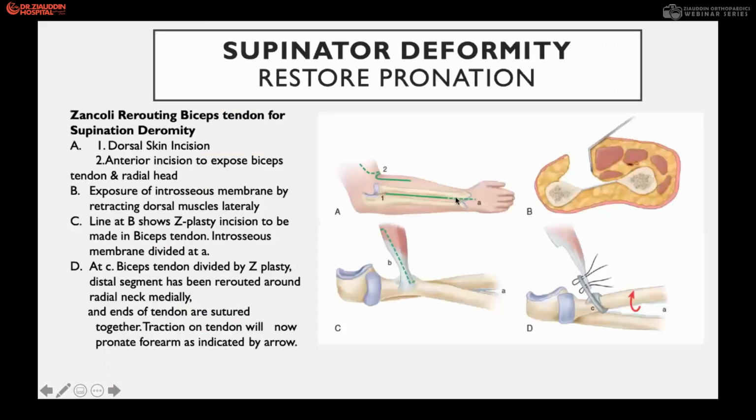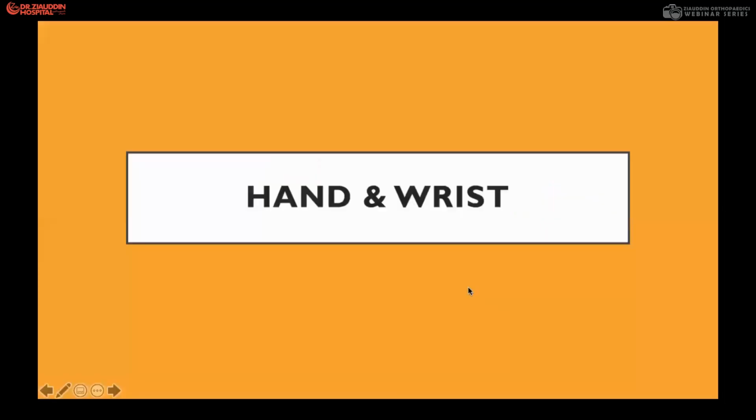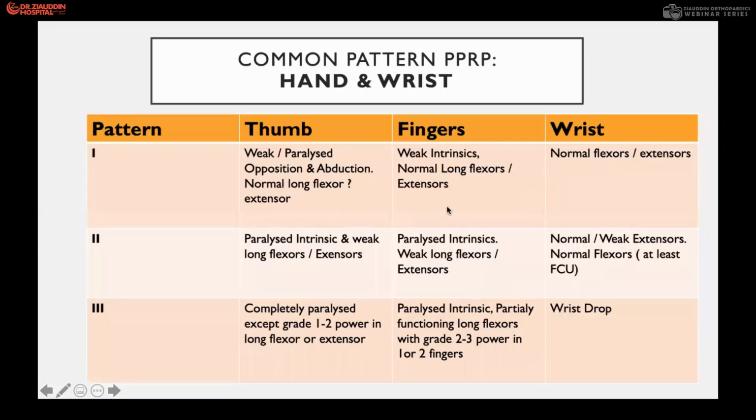Sometimes there is a supinator deformity, and this supinator deformity can be corrected by restoration of the pronation by transfer, rerouting the biceps from lateral to medial, and this acts as a good pronator. Wrist and hand deformities and weakness, again there is a pattern of the paralysis. In pattern 1, there is an opponens and abduction paralysis, weak intrinsic paralysis, and the wrist is normal.